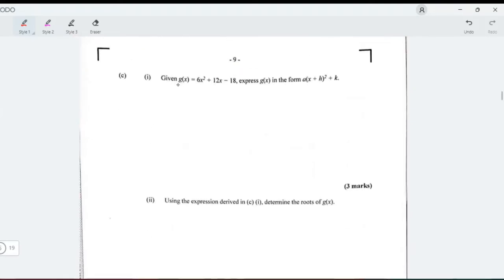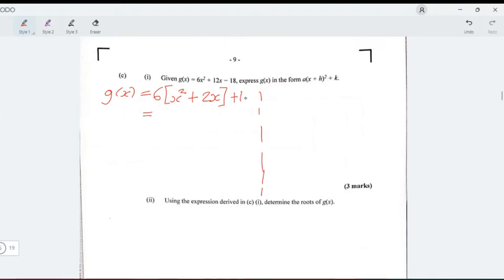Now they give us this expression here, and they say put it in this form. I'm going to do it both ways, for those who like to complete the square and those who like to use the formula method. So using the completed square method, g of x is equal to, first thing is you factor out 6. When you factor out 6, you're left with x squared plus 2x. Put back a plus 18.